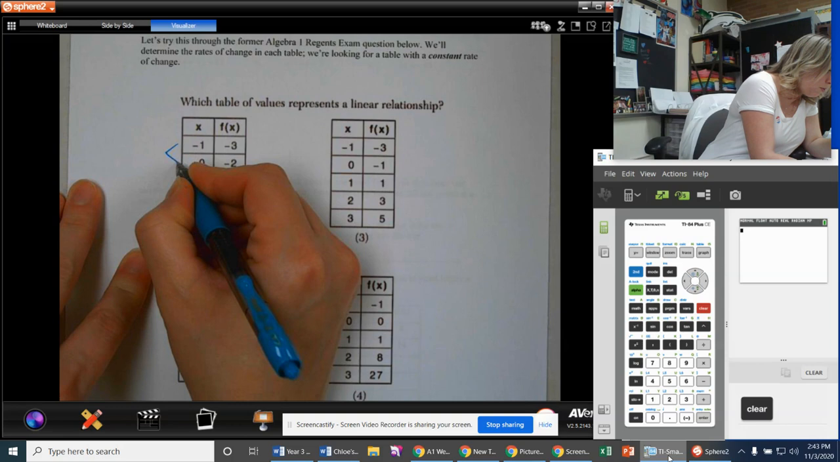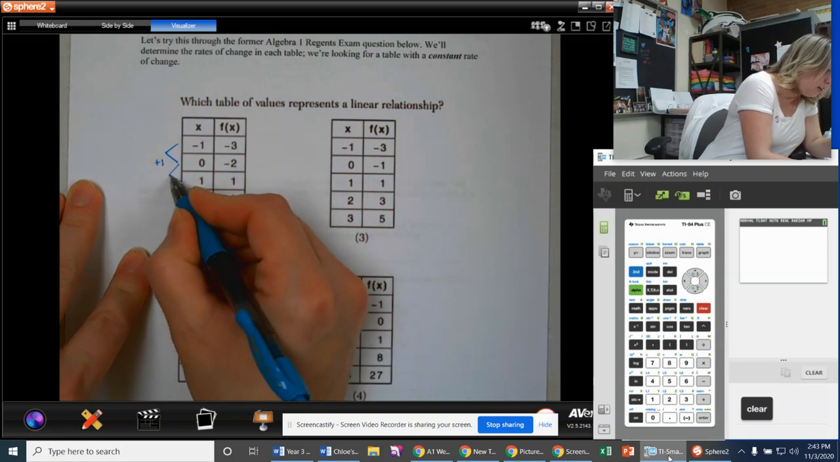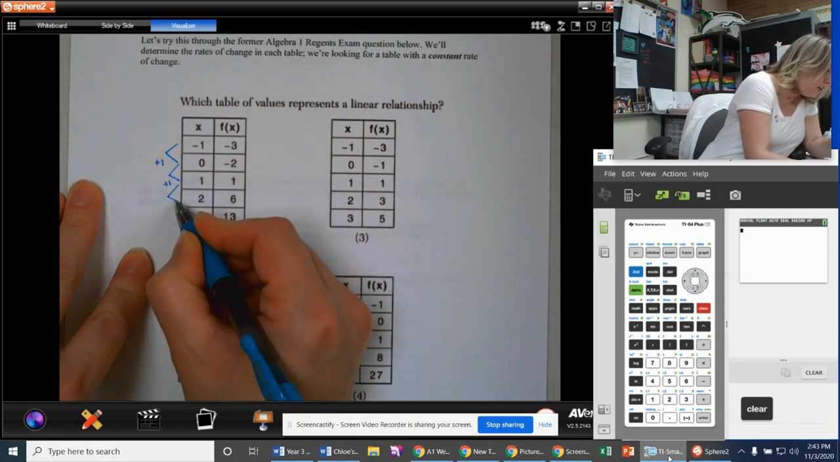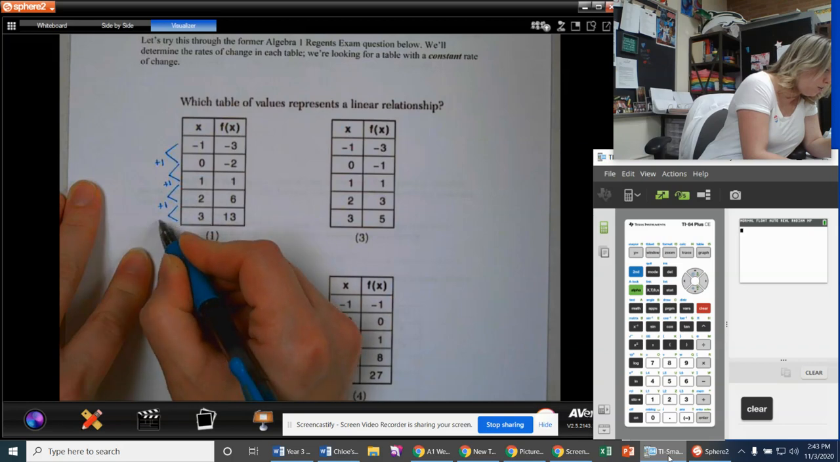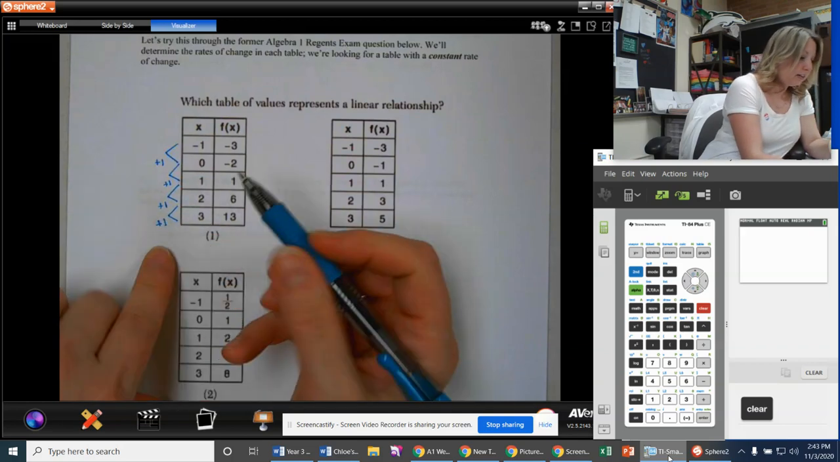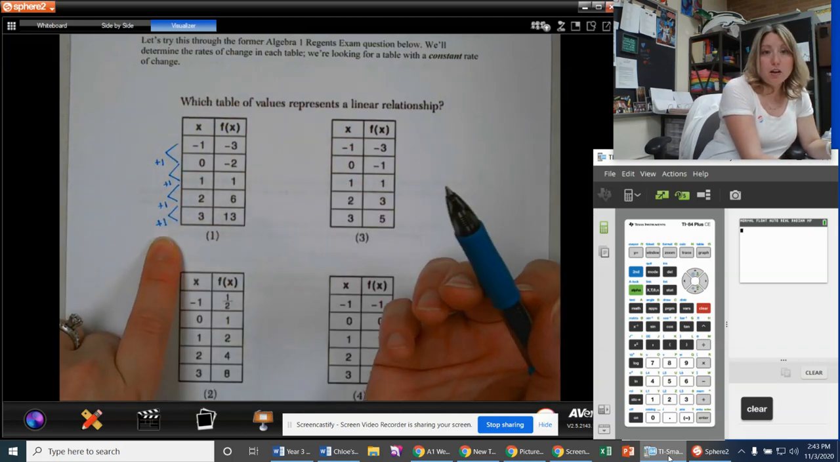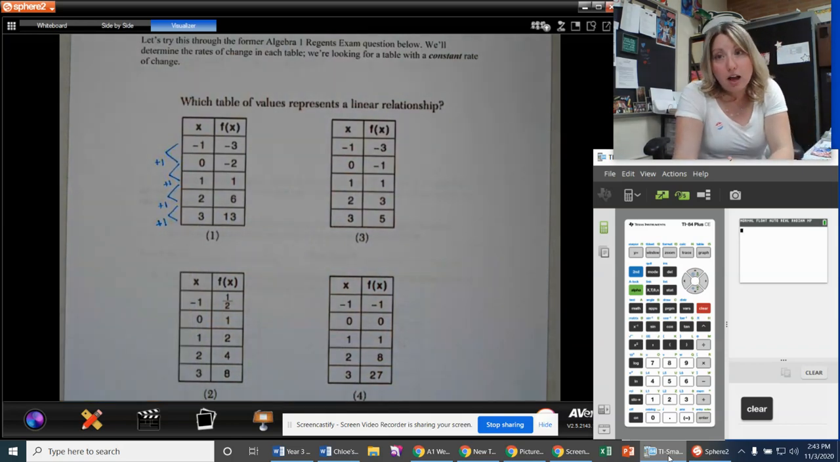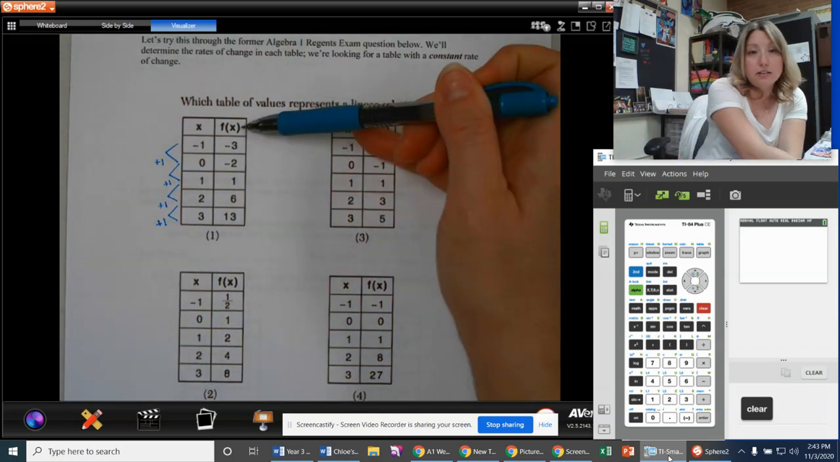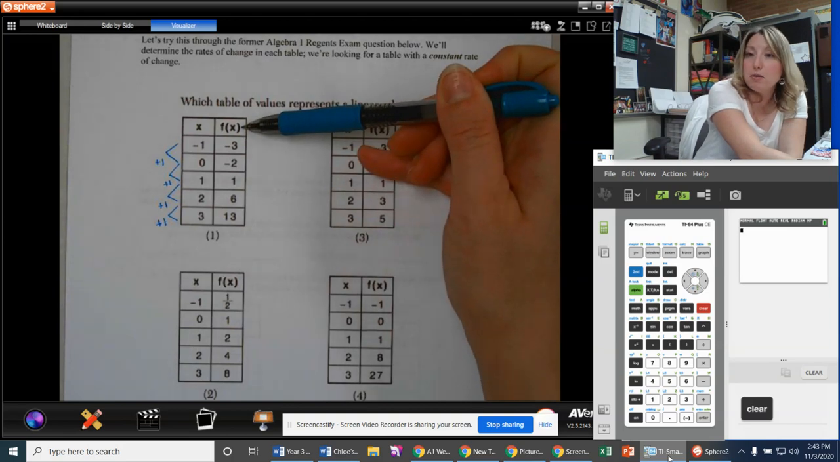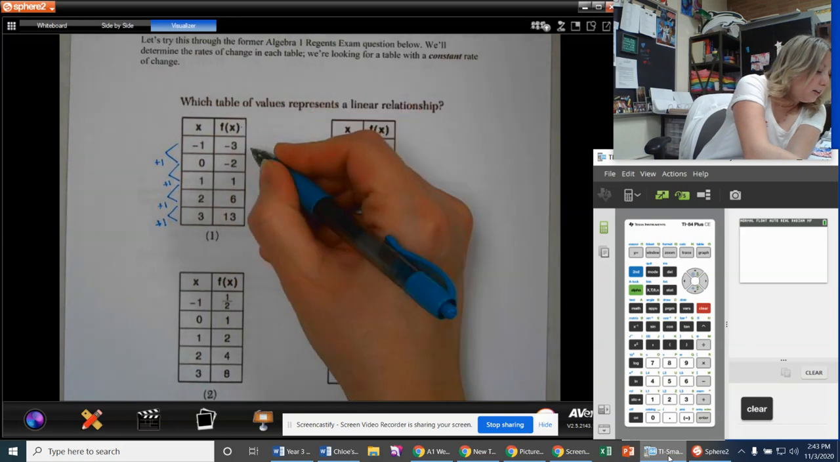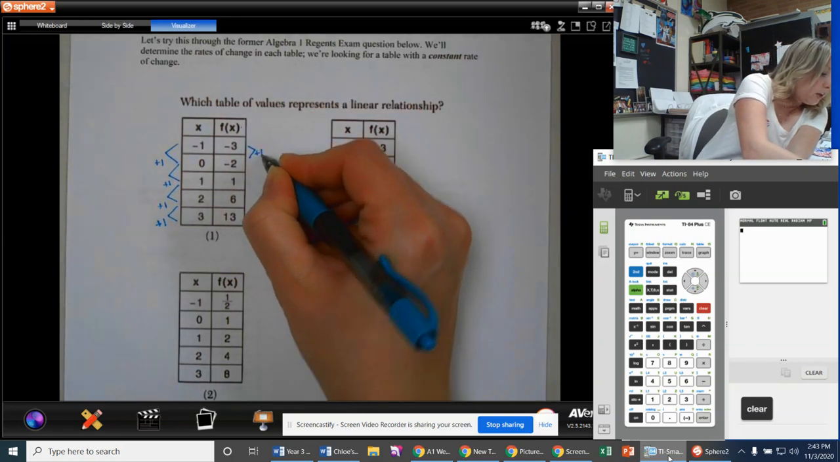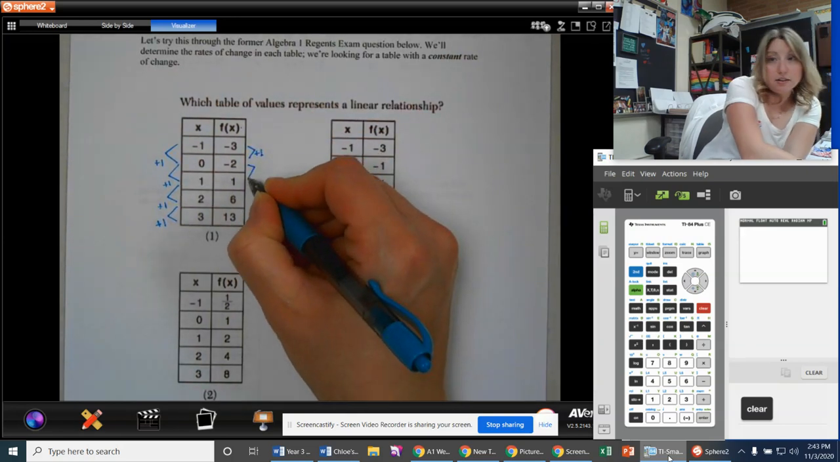So from here to here, we're adding 1. From here to here, we're adding 1. From here to here, we're adding 1. From here to here, we're adding 1. So the x side is a constant rate of change. For this to be a linear relationship, the y side, or in our case, the f of x side, also has to be a constant rate of change. So that's what you look for. And here you are adding 1, but here you're not.